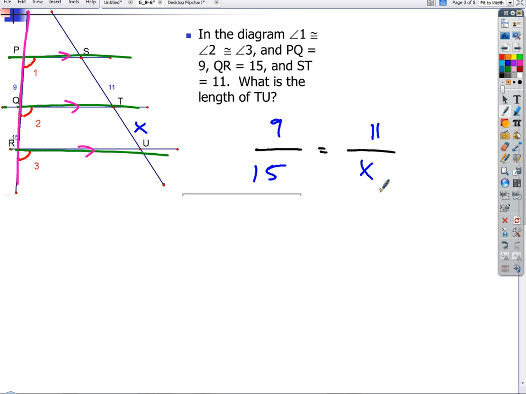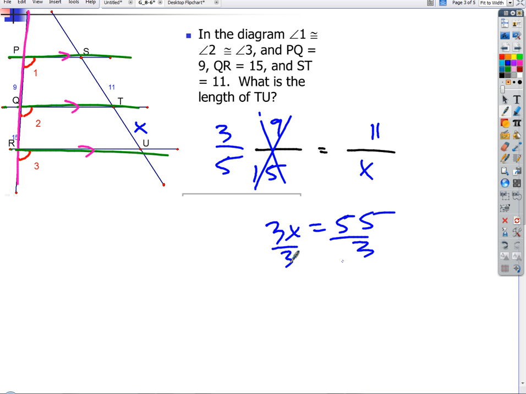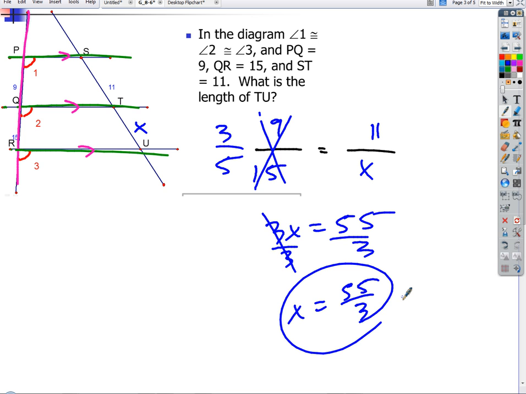Cross multiply. And is there anything we could do to make this simpler before we cross multiply? Yeah, we could reduce that fraction, couldn't we? We don't have to do that, but just to make things simpler, 3 goes into both of those. So instead of 9/15, I could make that what? 3/5, yeah. And now when I cross multiply, it gets a little bit easier. I'm going to get 3x equals 55, right? Divide by 3. And so x equals 55 thirds, whatever that is. That make sense?